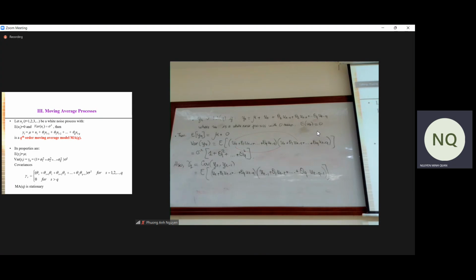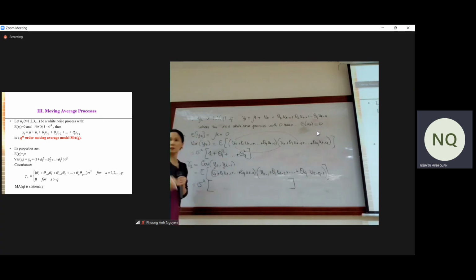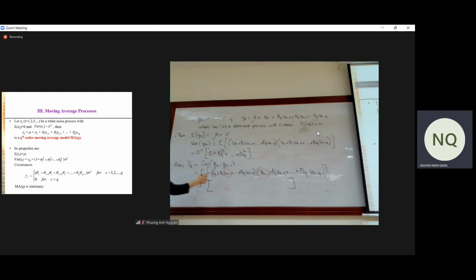Okay, so what is left? We can guess that we have sigma squared again as a common factor. So what is left inside the bracket? The case s equal to 1. So u_t multiplied by this one gives you 0, because you have a white noise on all this. Next, u_{t-1} only multiplied by u_{t-1} will give you something not 0. So I have theta 1 times the variance of u_t, which is sigma squared.